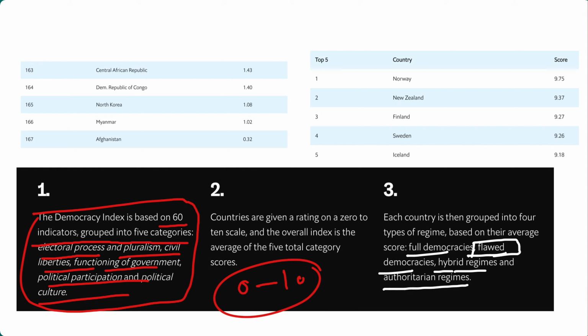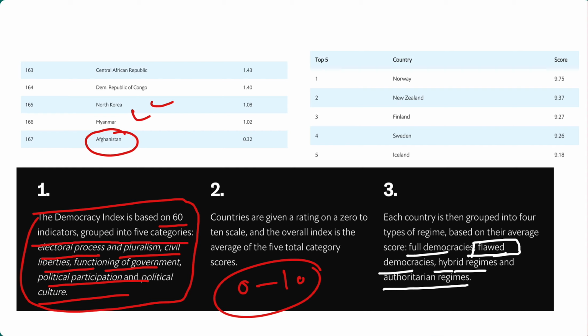Okay, and some countries come under the group of authoritarian, such as Afghanistan. Afghanistan is the least democratic country, and this country comes under the authoritarian regime. Myanmar, North Korea, there is no democracy here. Okay, the people of these countries do not elect their representatives.